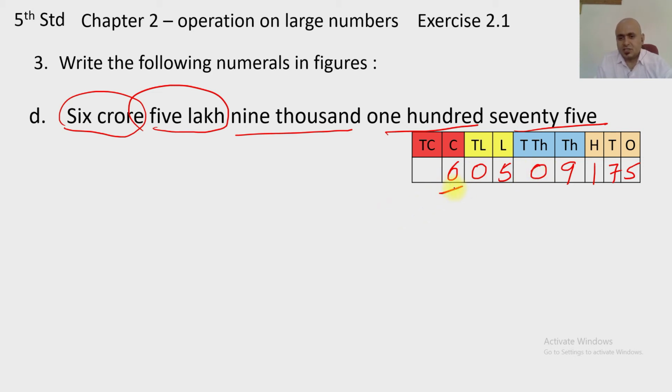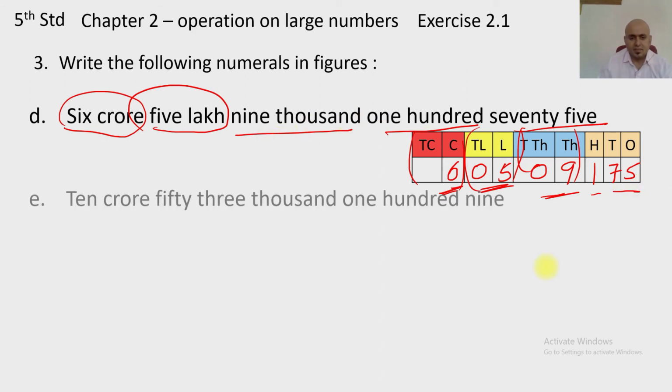Now this is read as 6 crore. 6 is in crores place. Here 5 is in lakhs place. 9 is in thousands place. That is 6 crores 5 lakhs 9,175. 6 crores 5 lakhs 9,175.